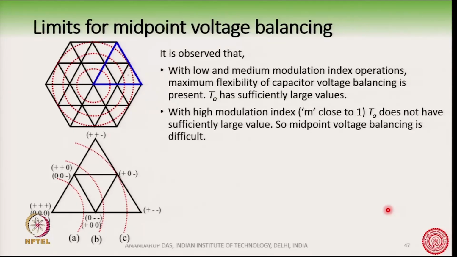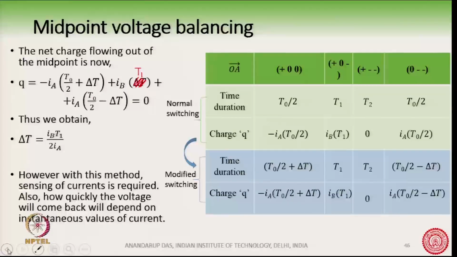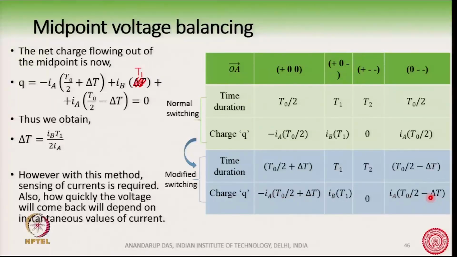Now, you see this technique relies on one important factor, and that factor is that we have a sufficient amount of T 0 by 2 to play around with the delta t. If we have sufficient delta t available where we can play around, we can apply this delta t if we have a sufficient margin available. That means T 0 by 2 should be quite a good chunk of the total time period T s.